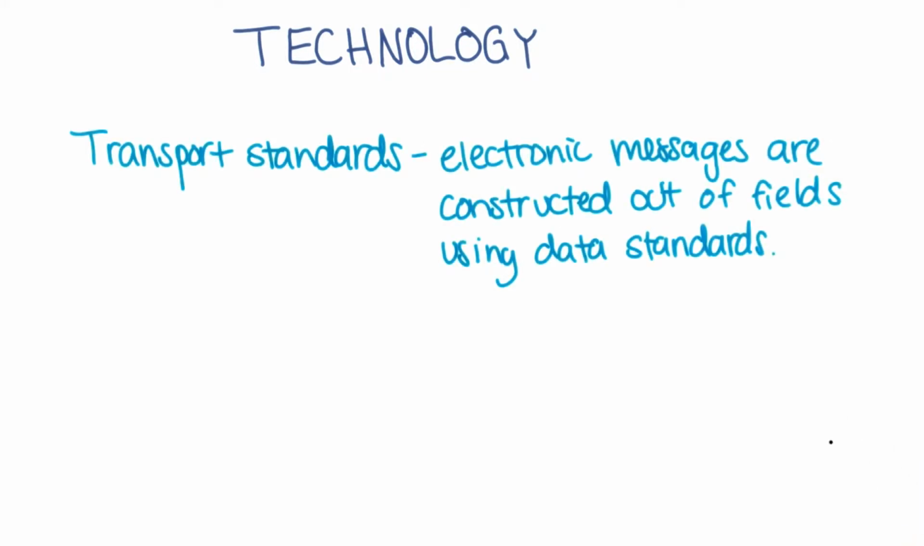So far, we've discussed the structure and purpose of standards. The final dimension is technology, and this is particularly applicable to messaging standards, where the messages must be constructed from data standards in a manner that can be understood by the systems that receive them.